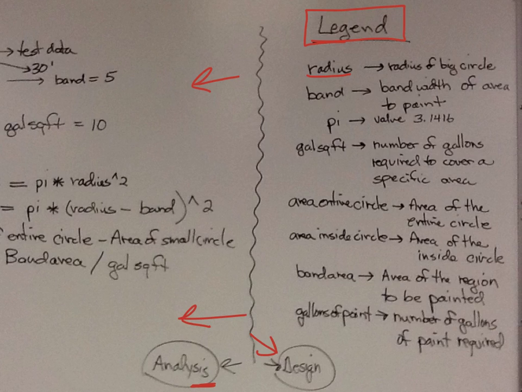Again, the variables, these, in this case, are all numeric. But they could be string variables. And then numeric, we're going to talk about either integer or floating. So we're going to use the radius to represent the radius of the circle. We're going to use band to represent bandwidth of the area to paint. In our case, it's 5. But we're going to call it band.